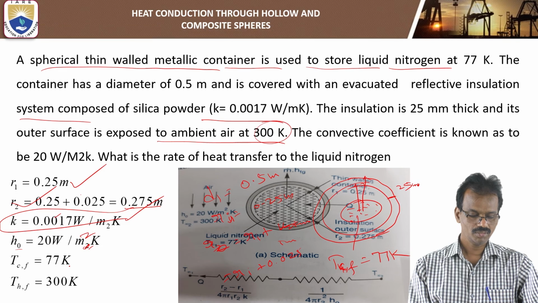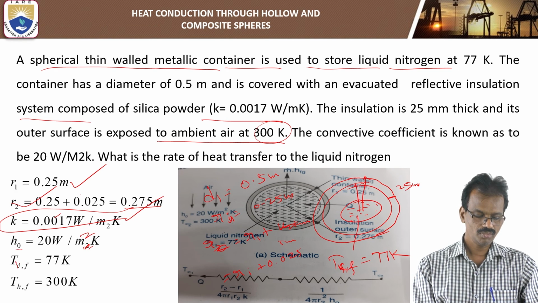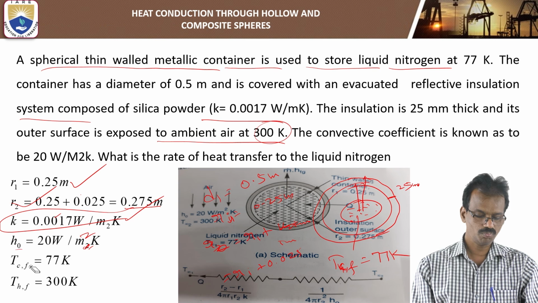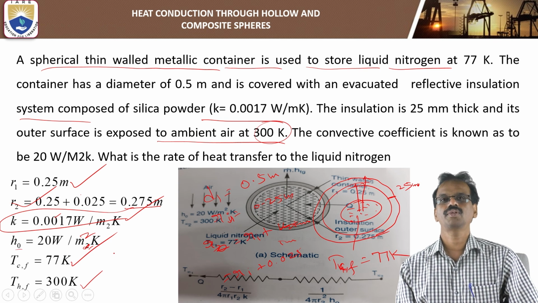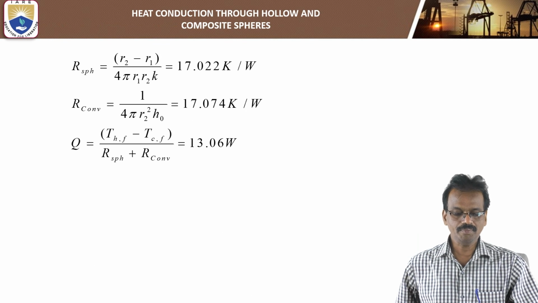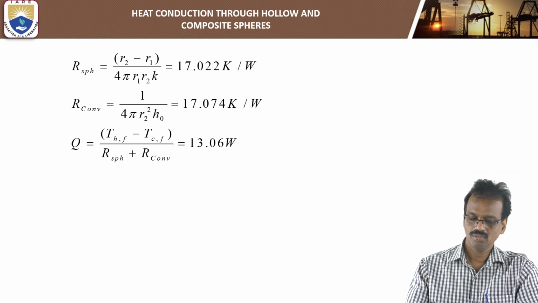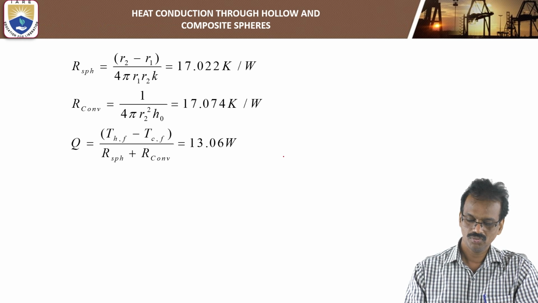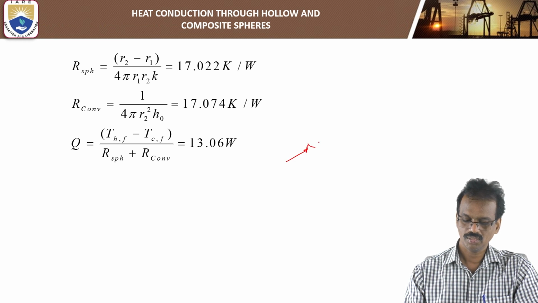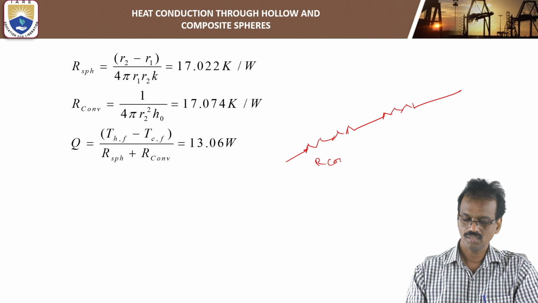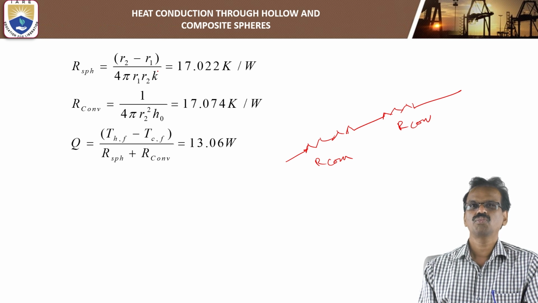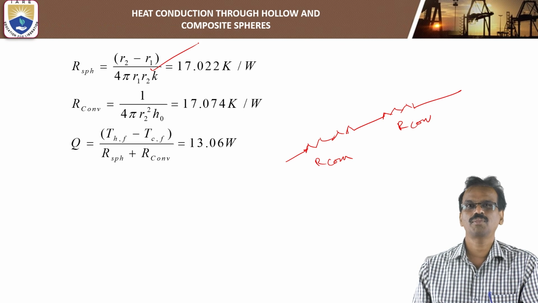So the cold fluid temperature, you can rewrite like this. The lower temperature is the cold fluid, and the high temperature is the hot fluid. Then you can solve this. You know the formulas here: one is conduction taking place, and another is convection taking place. From the insulation, that is conduction, and from the insulation to the ambient air, that is convection. Our conduction thermal resistance is equal to (R2 minus R1) divided by 4 pi R1 R2 K, based upon the electrical analogy formula.